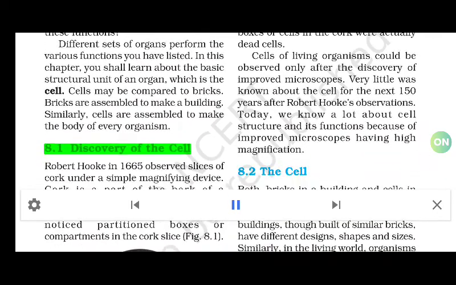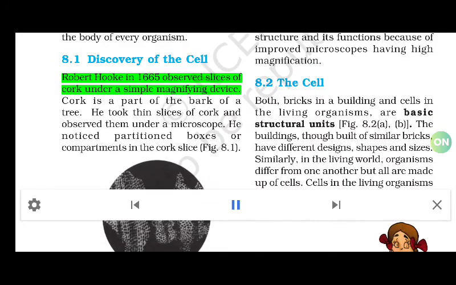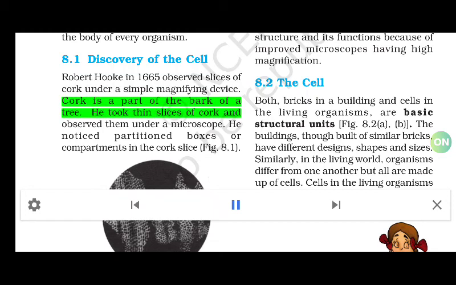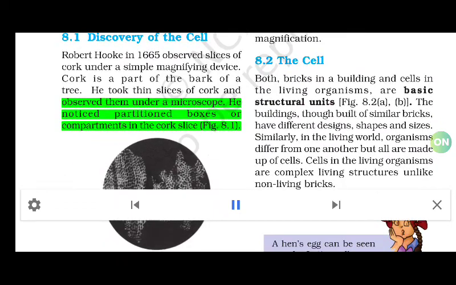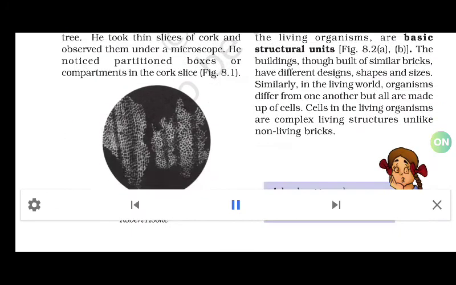8.1. Discovery of the cell. Robert Hooke in 1665 observed slices of cork under a simple magnifying device. Cork is a part of the bark of a tree. He took thin slices of cork and observed them under a microscope. He noticed partitioned boxes or compartments in the cork slice. Fig. 8.1. These boxes appeared like a honeycomb.